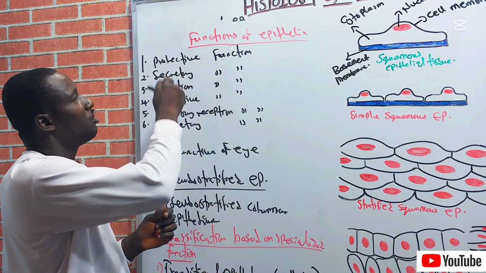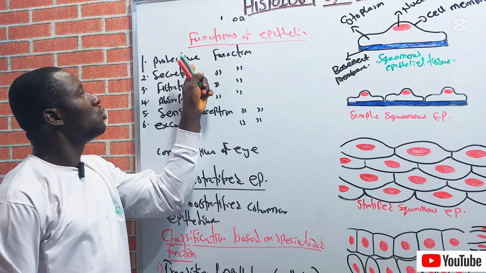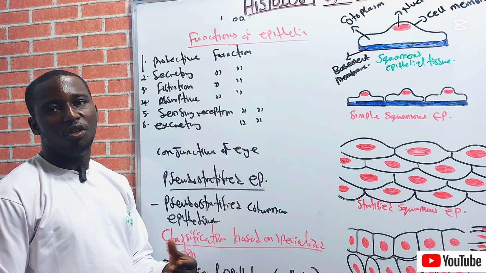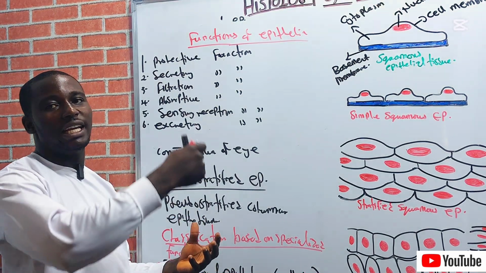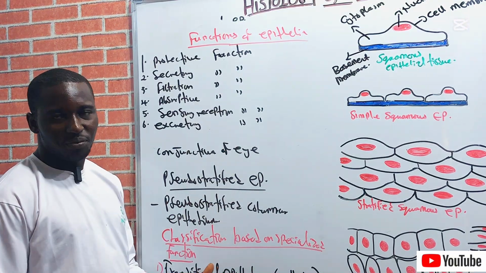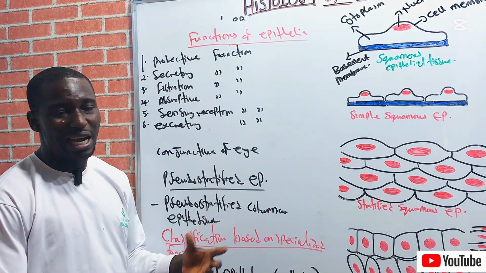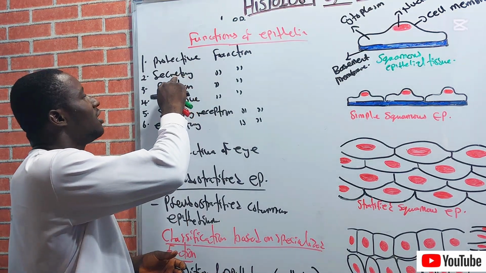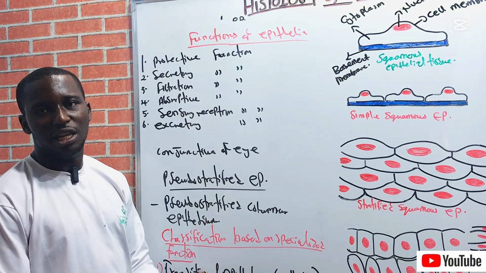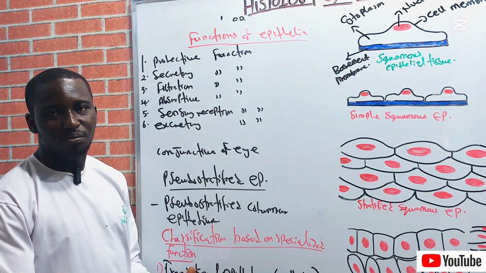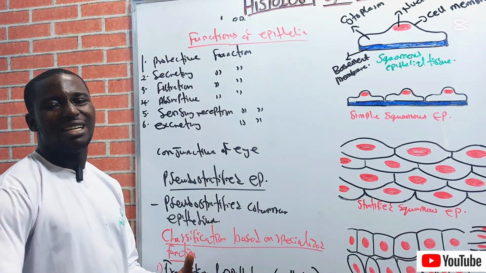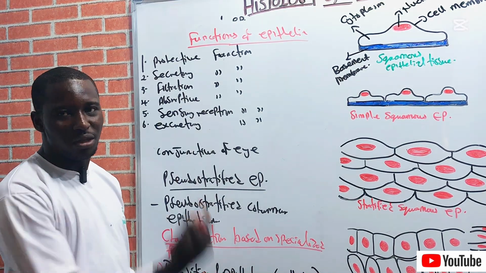In protective function, your mind should go to the stratified epithelium, because that is the epithelium that is responsible for a protective function. You know, the keratinized stratified squamous epithelium protects the areas that are subjected to mechanical wear and tear injury. Then on secretory function, you should remember the simple columnar epithelium and simple cuboidal epithelium. Those ones are responsible for secretion, like secreting substances, even glandular epithelium as well.